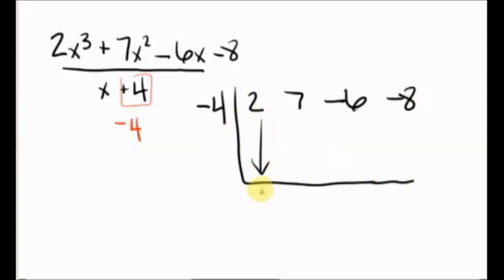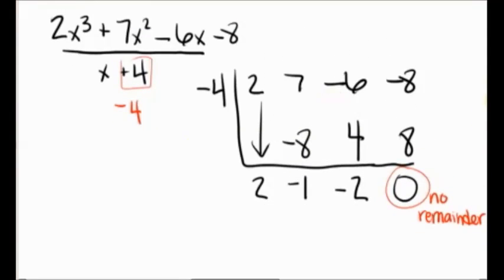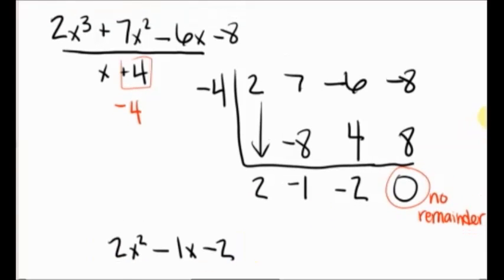And so we'll work through our problem here. Negative 4 times 2 is negative 8, and that'll lead you to a negative 1. Negative 1 times negative 4 is positive 4, and you'll get a negative 2. Negative 4 times negative 2 is positive 8, and you'll have a 0, which means you have no remainder. There will be nothing at the end of your answer. And so, the answer will be 2x squared minus 1x minus 2. And that is your entire answer. So it's really very easy.